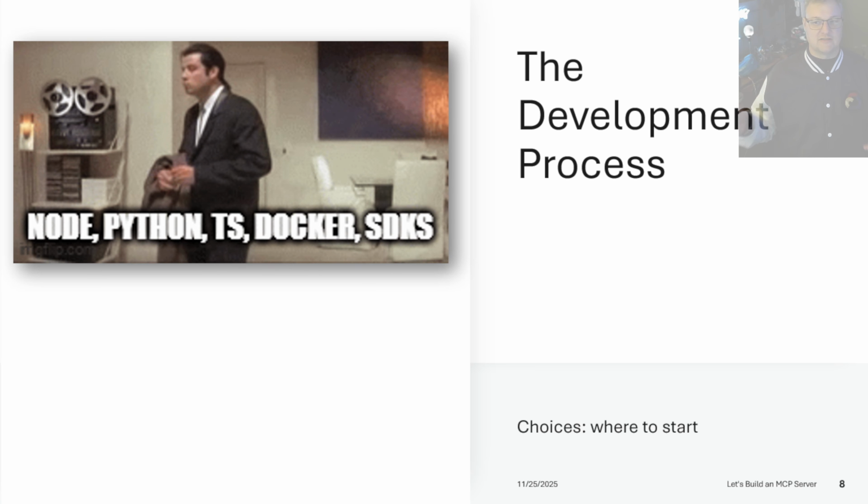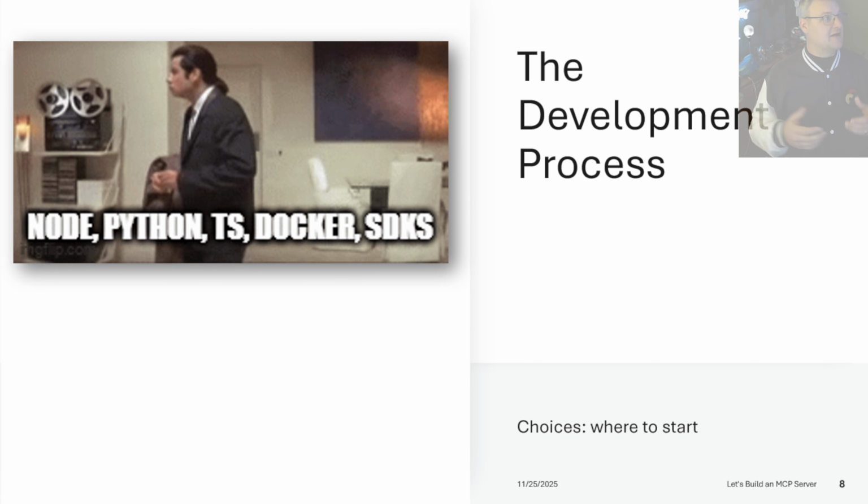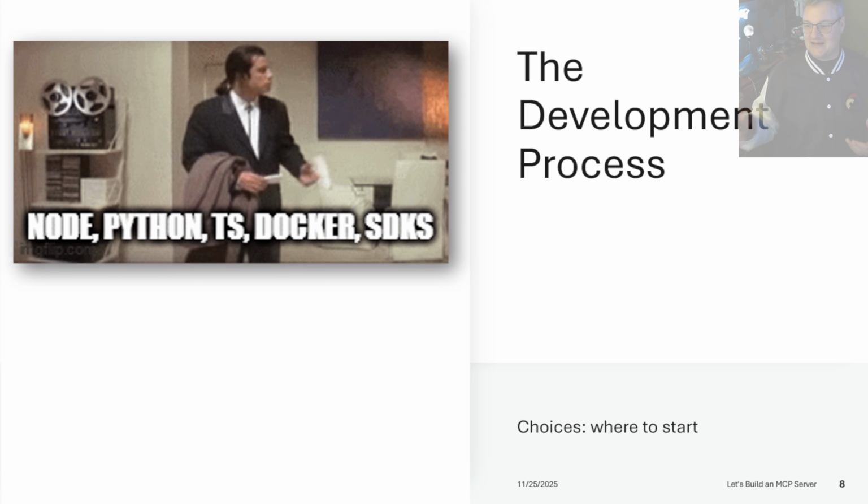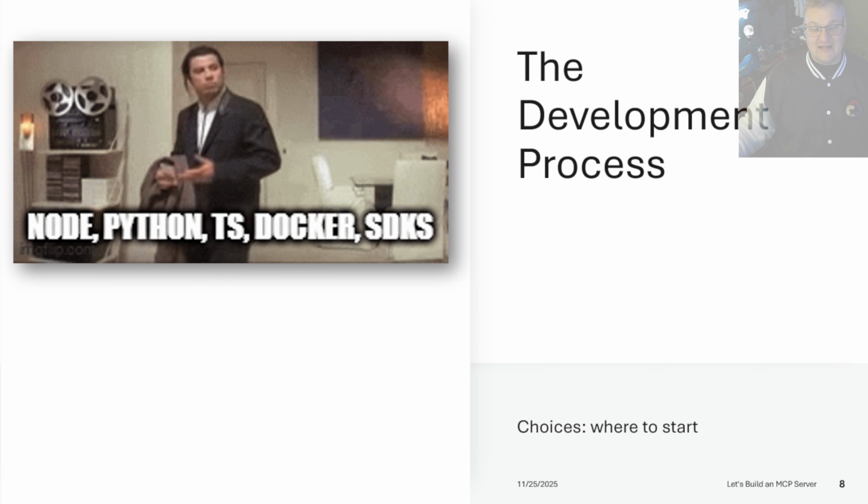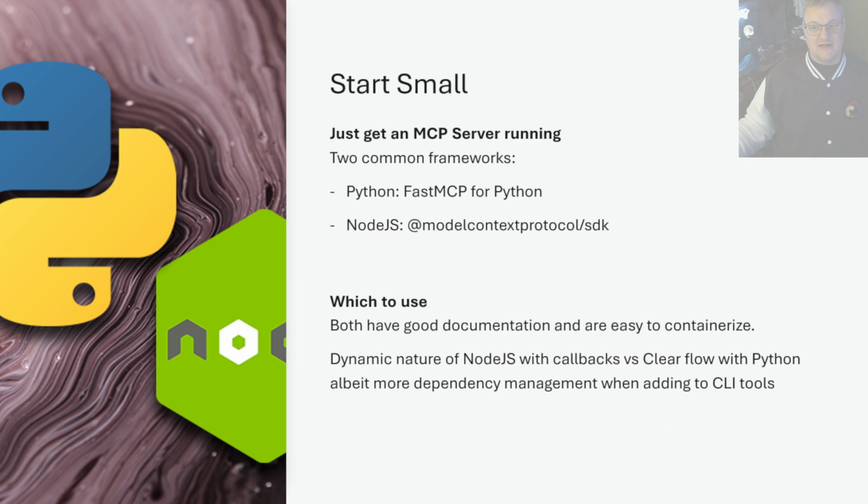My next problem was, what language do I use, right? There's so many. There's Node, Python, and there's a lot of things you got to think about when you want to start the process. And I kind of came down to the two most common that I'm comfortable in. Python, which I've done a few of these with Fast MCP. It's a great framework for Python. And Node.js, which is the Model Context Protocol SDK, which works with Node.js and TypeScript, whether you're doing JavaScript or TypeScript. Now, both have great documentation, and they're easy to containerize.